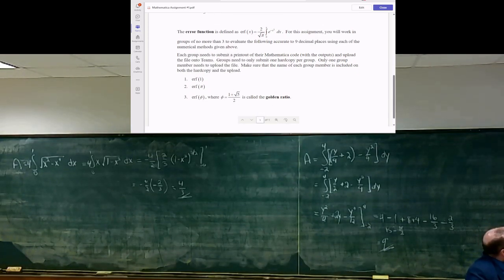You're going to use Mathematica to evaluate each of those 3 values, erf of 1, erf of pi, and erf of phi, the golden ratio, accurate to 9 decimal places using each of the 5 numerical approximations: right, left, midpoint, trapezoid, and Simpson's. That's why I don't recommend you do it on your own, because that would be 15 you have to do total by yourself.